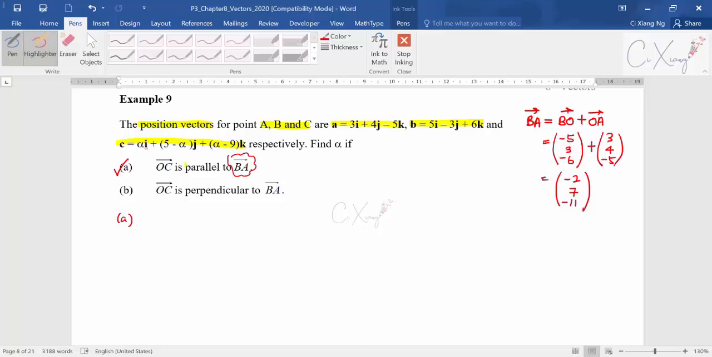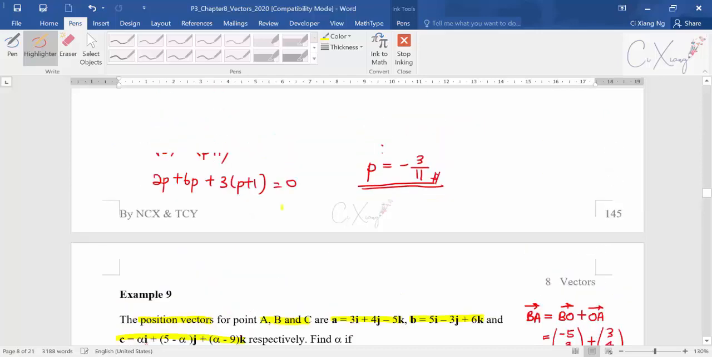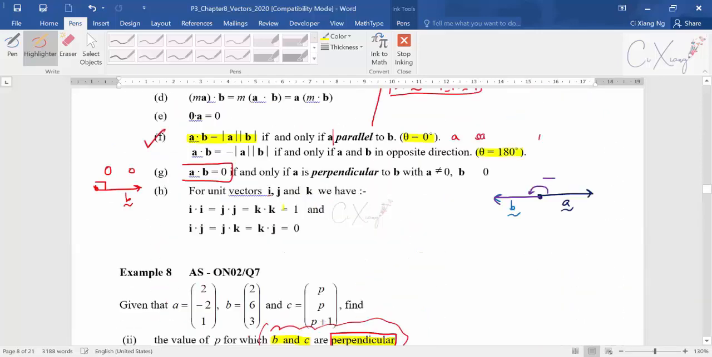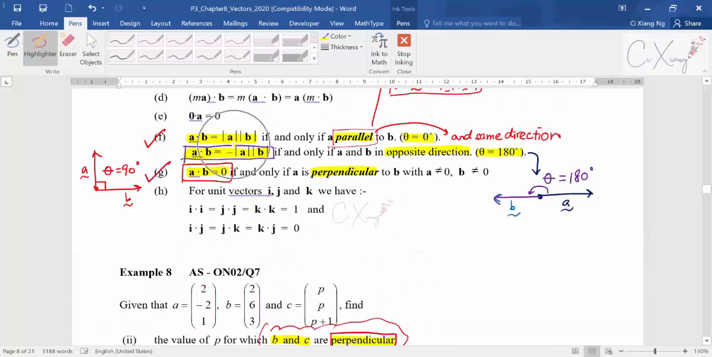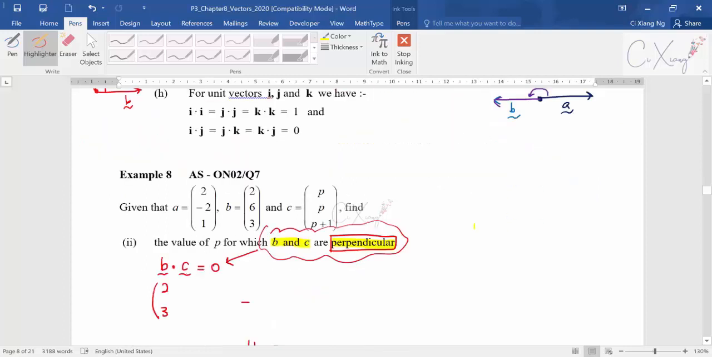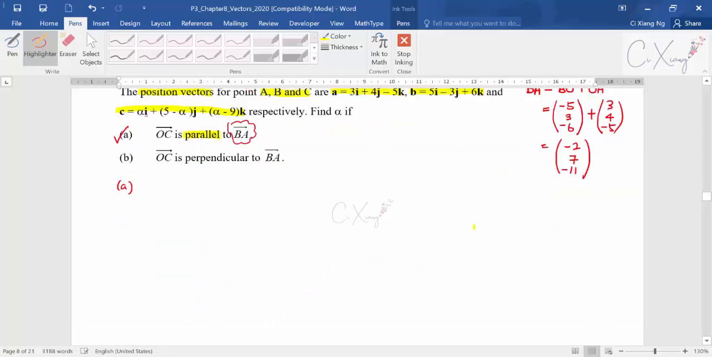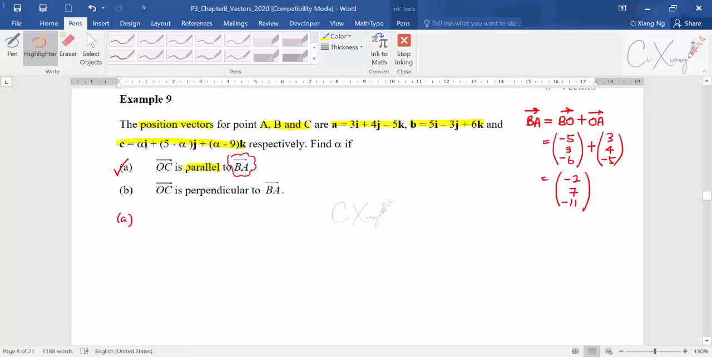Alright, so to answer the first part, they say OC is parallel to BA. They only said the word parallel, but they didn't say whether they are in the same direction or opposite direction. So you cannot apply the results that we have on top here. If you want to apply these two results, it must mention very clearly whether they are in the same direction or in the opposite direction. But for this case, they didn't mention anything. Therefore, if you want to use the info parallel to BA, then you should use the result that we learned in the previous video, which means you can write it like this: OC equals k BA.